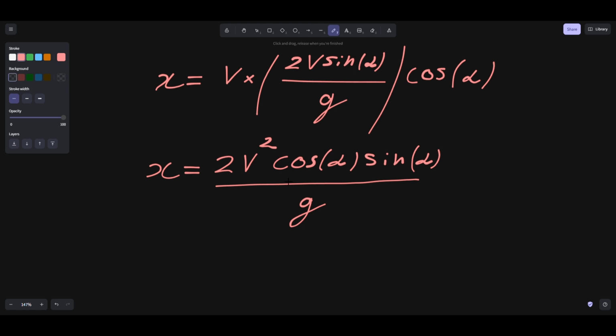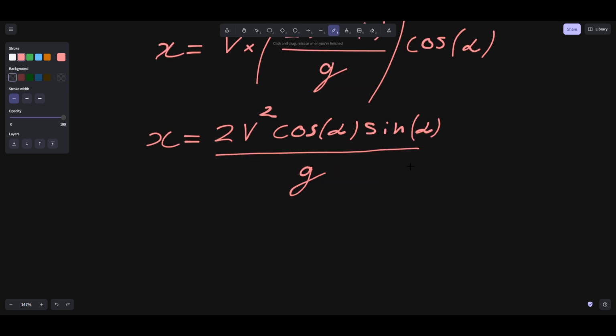And so how do we determine the maximum range? Well, this can be done by plugging in various different angles, and if you were to do so, you will see that when alpha equals 45 degrees, which is also pi over 4 radians, x is maximized. We get the maximum value of x.